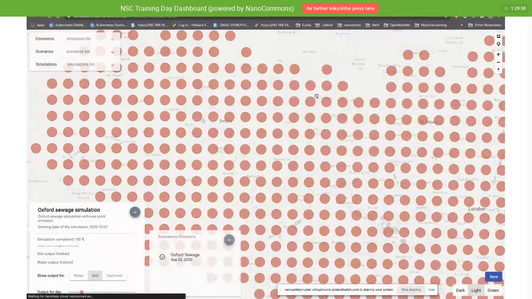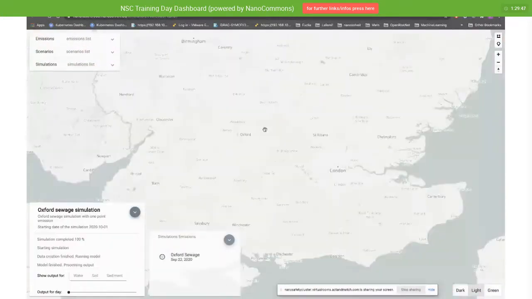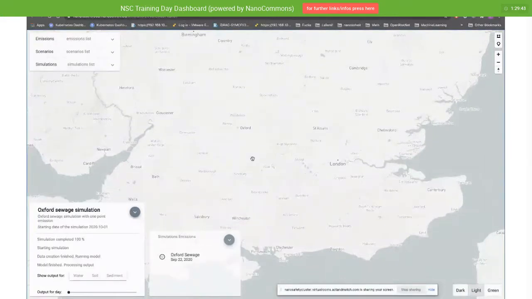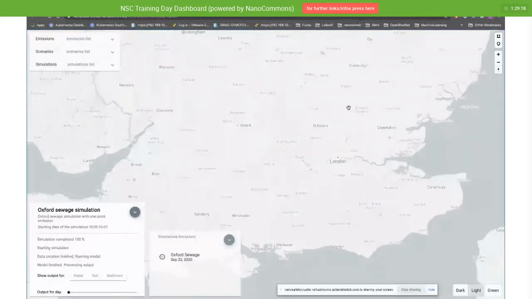So basically, this is the application state right now, and more features will be available and make this application easier for the end user to use and get a better understanding of how the nanomaterials will be distributed in catchments around the world. We hope that this application will be extended and integrate more catchments around the world. And that's basically what we have to show you until now.